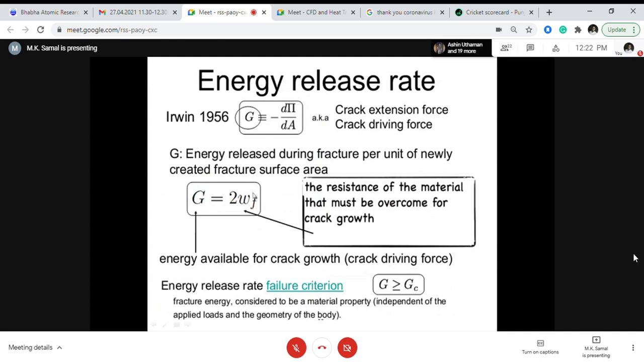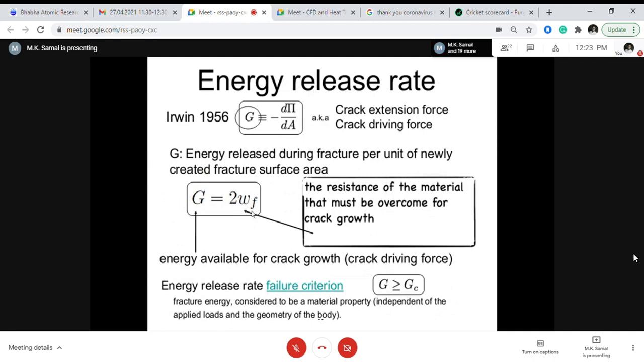So the WF decides the resistance of the material. Here it is the generalized form, the work required for fracture. This work is required for breaking the bond, making plastic deformation, and making the crack meander in the material, whatever it is. So this is also called resistance to crack propagation.